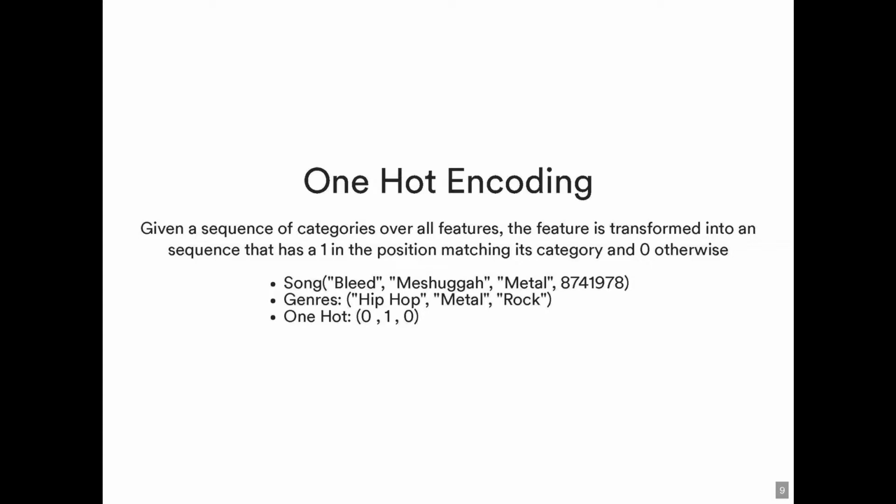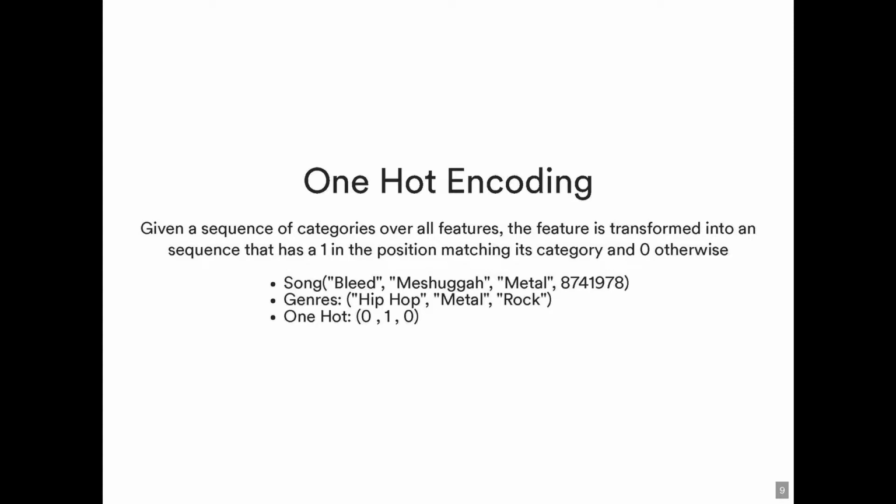This one is if you have categories that describe features and you have organized them in a sequence, you can transform features into a sequence of equal length with 1 in the position matching its category and 0 otherwise. It's kind of a confusing definition, but it's pretty easy to understand if you look at an example. For instance, we have this song called Bleed by Meshuggah. Its genre is metal, and we have a sequence of genres. Let's say it's hip hop, metal, and rock.